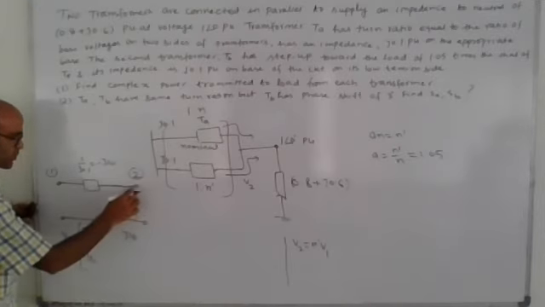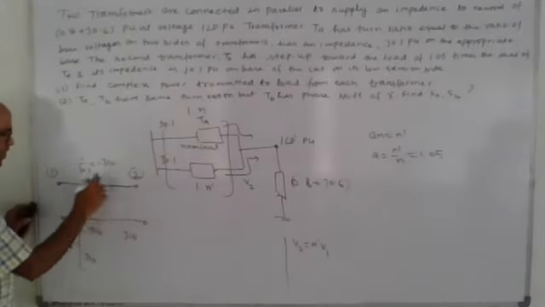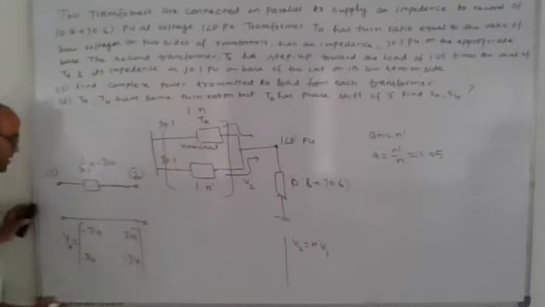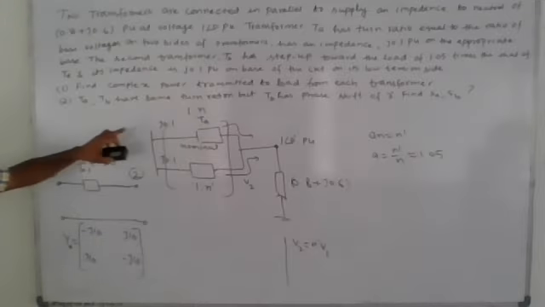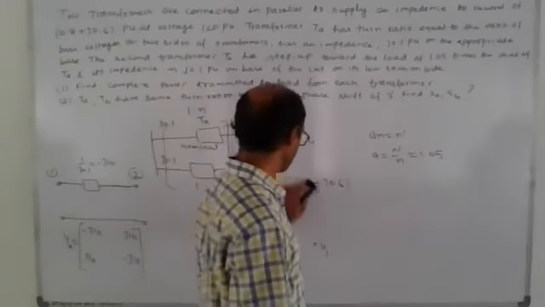Similarly Y22. How many admittances are connected to node 2? This is only one, minus j10. These are the Y parameters for transformer TA. Now what are the parameters for transformer TB?